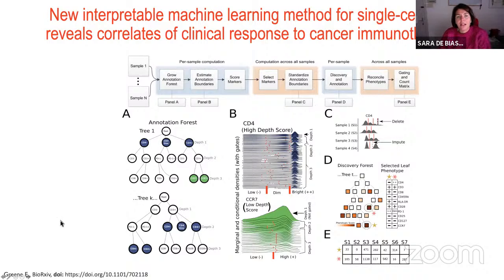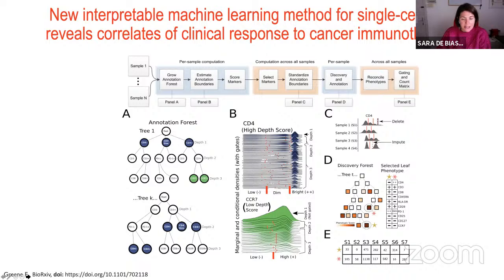In order to analyze this kind of data, we used a new interpretable machine learning method for single cell data that can reveal correlates of clinical response to cancer immunotherapy. This method is really new. It is still only present on bioRxiv, but it was presented at Virtual Cyto last August. It is completely new, but really robust because it is based on annotation forest. This method is able to perform unsupervised analysis on the basis of the markers you are using, and in particular is able to decide which markers are really useful for your analysis or not.